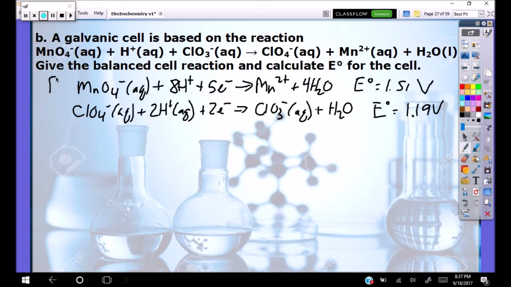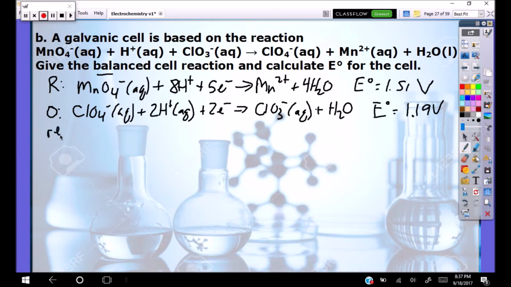And if this is our reduction, then this can be our oxidation. You can even just look at it from the stance of, we see the permanganate ion here on the reactant side, whereas my perchlorate ion should be on the product side. So we know we're going to have to switch the second equation because the ions are on the wrong side.